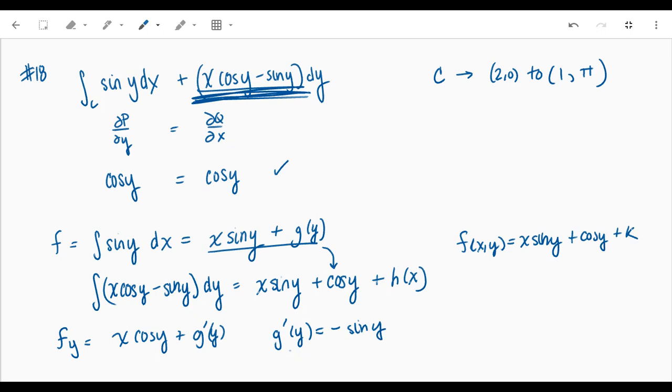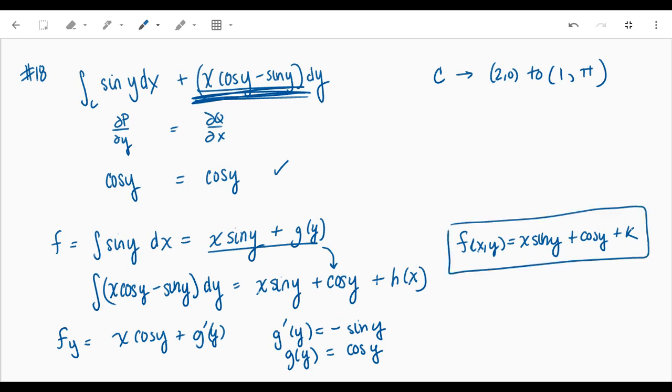So g of y would be the integral of negative sine, which would be negative cosine, so cosine of y. Okay, and so either way, we'll get to this answer here. All right, and then your second piece there is to evaluate it from (2, 0) to (1, pi). So we'll do f of (1, pi) minus f of (2, 0).